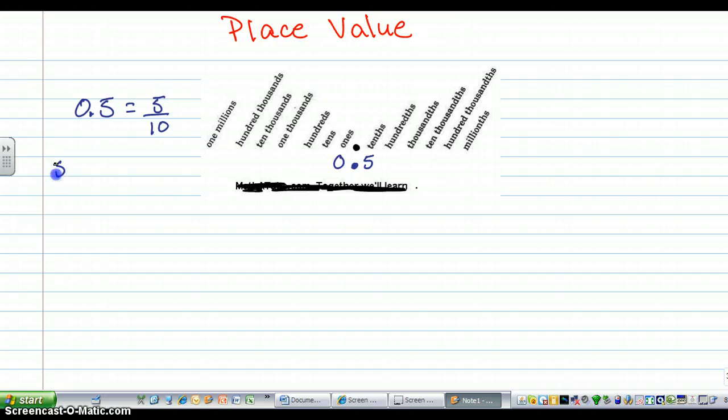And let's talk about simplifying fractions. Let's hope that you remember a little bit about that. I can divide this by 5, and I can divide the denominator by 5, and 5/10 gives me a half. And that's what we said. A half is equal to 0.5.